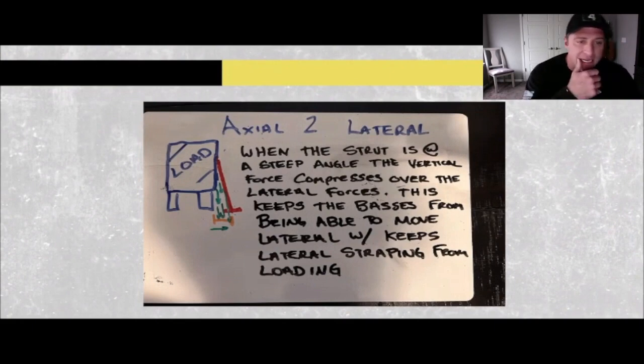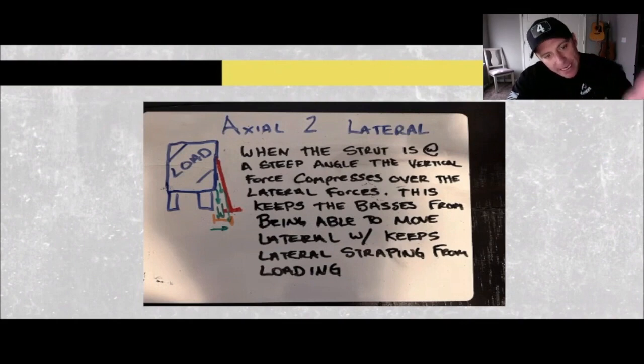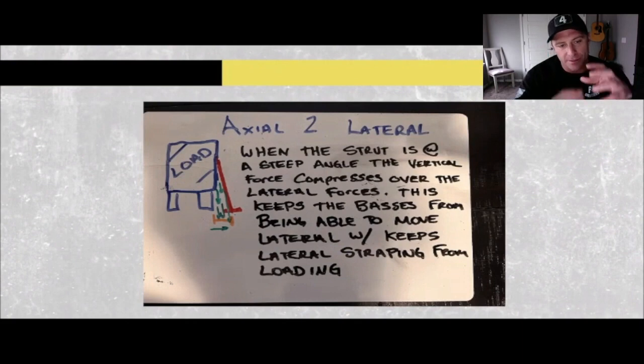So when you look at this diagram, you see that red Paratech strut that I tried to draw. Those green arrows are the actual forces that are traveling down through the strut, through the base, and just compressing that lateral force from being able to actually travel at all. So it keeps that strut in place.